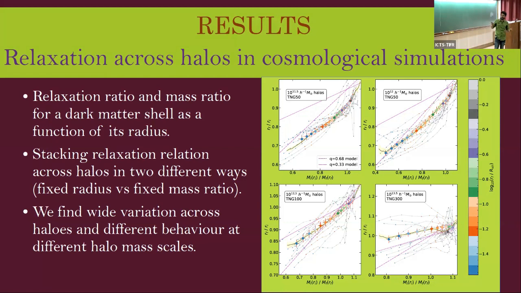Then I stack over the relaxation ratio and mass ratio at each radius to get a stacked relaxation relation. We also stack in a different way, just stacking at fixed Mi by Mf, so that we can extract a stacked relaxation relation. And already we see that for different halo mass scales, the stacked relaxation relation shows some unique behavior.